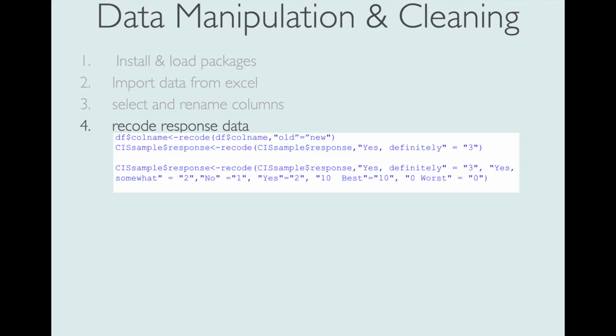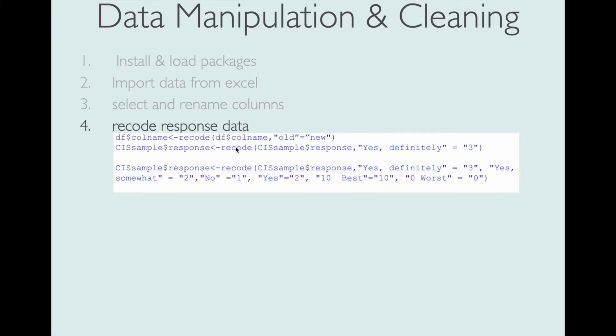Next, we're going to recode our response data. And to do that, we define the data frame name, use the dollar sign signifying a column, the column name, and use the recode function, and repeat the data frame and the column name. What is the old value in double quotation marks equals what's the new value, in double quotation marks.